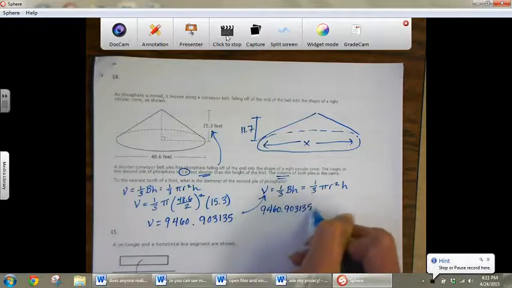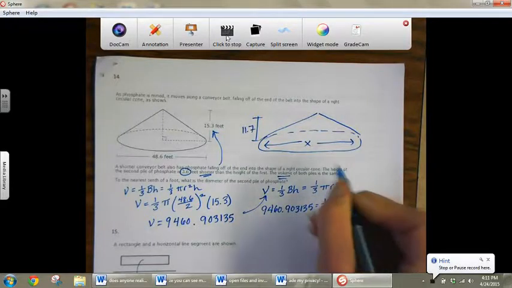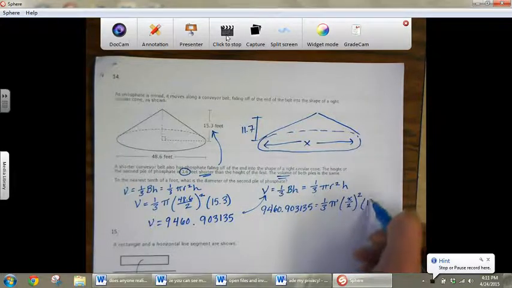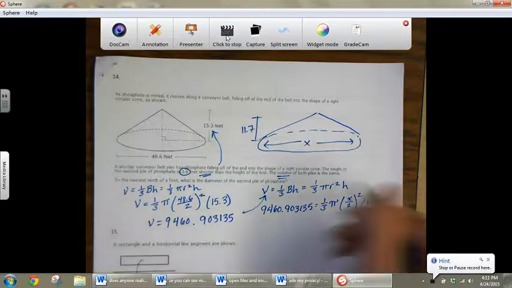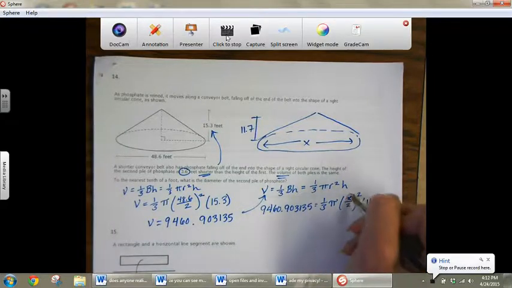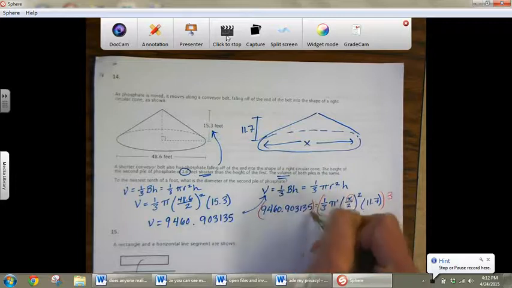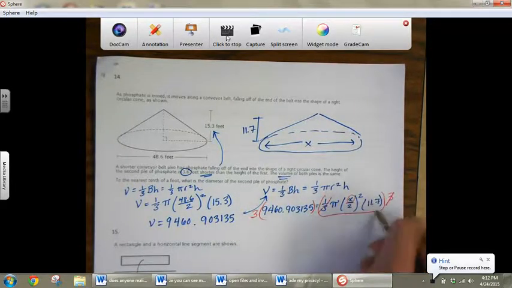I can now just use substitution and plug that in over here. 9,460.903135 is equal to 1/3 pi. Now the radius, remember, is going to be half of my diameter, so half of x is x over 2, squared, and then the height is 11.7. Now, since I'm solving for x, I have to follow the order of operations rules, but I have to do it backwards because I'm trying to isolate a variable. So first I'm going to multiply everything by 3, and then I am going to divide by pi and 11.7.